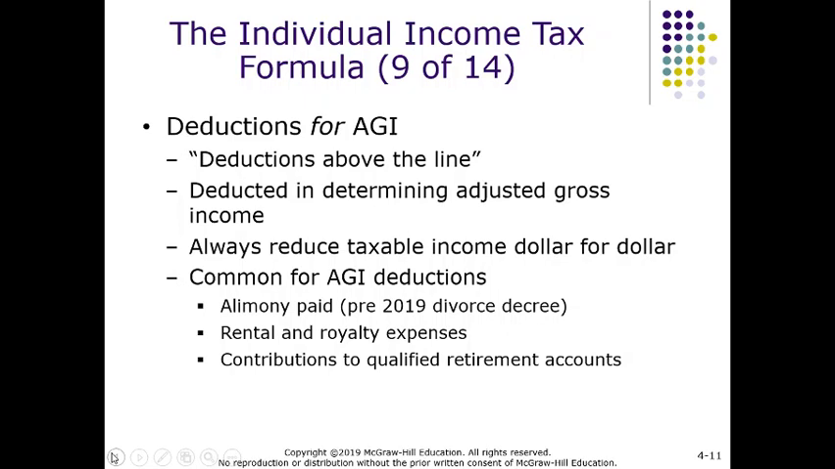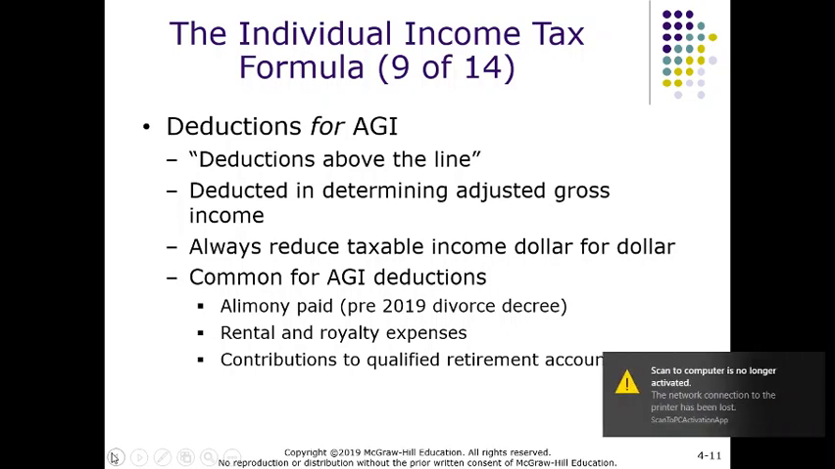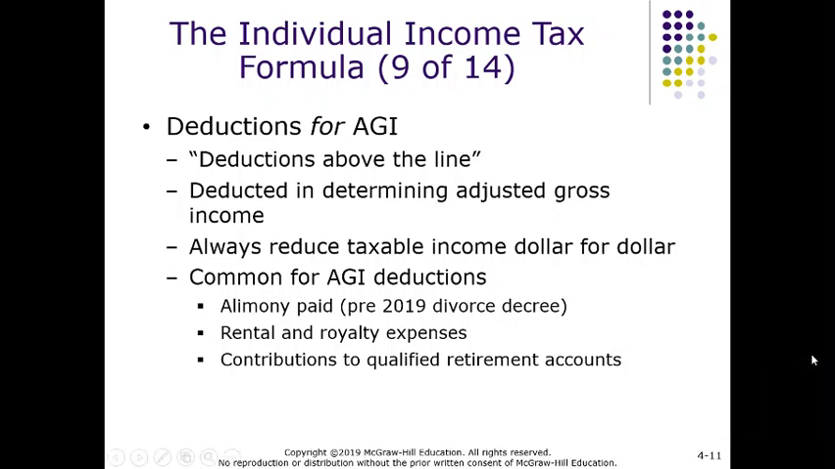All right, so moving on to our deductions. What is a deduction for AGI? Well, it's called by tax practitioners deductions above the line. The reason they call it above the line is it's a dollar for dollar reduction in income in determining adjusted gross income, AGI.